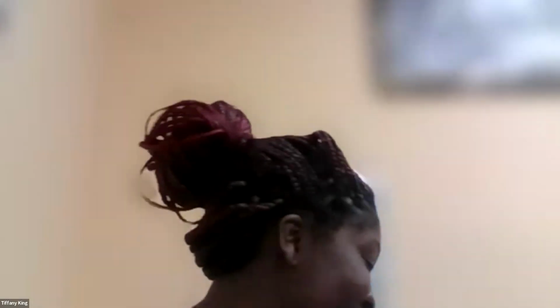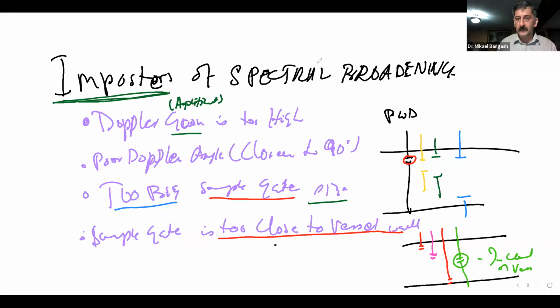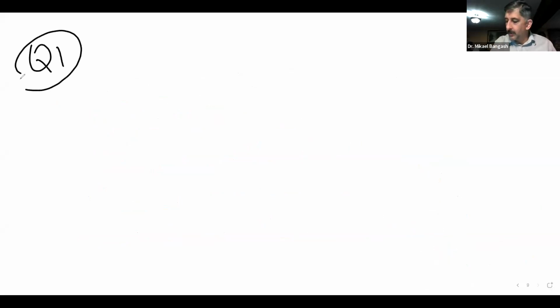Let's see if we can get that into a laminar flow, and not an imposter spectral broadening. I need to be in the center. Okay, look here. Usually the first couple of questions are always easy. Let's see.